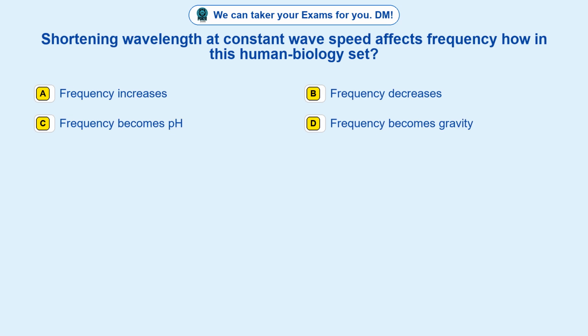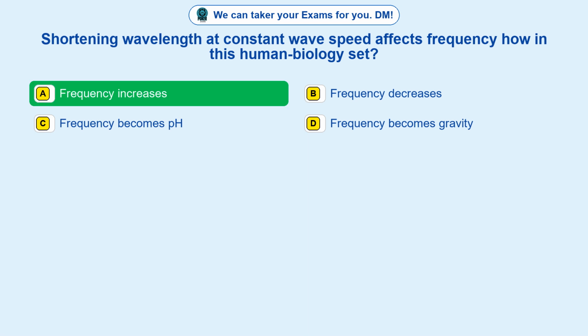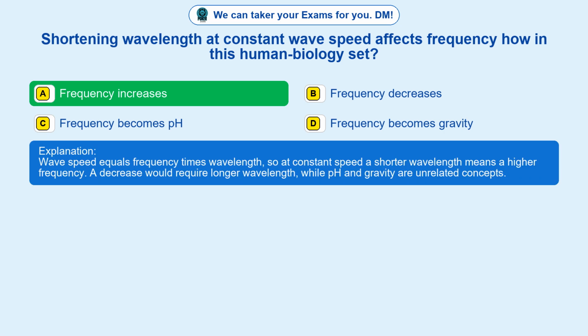Question 68. Shortening wavelength at constant wave speed affects frequency how in this human biology set? Option A, frequency increases. Option B, frequency decreases. Option C, frequency becomes pH. Option D, frequency becomes gravity. The correct answer is option A. Frequency increases. Wave speed equals frequency times wavelength, so at constant speed a shorter wavelength means a higher frequency. A decrease would require longer wavelength, while pH and gravity are unrelated concepts.